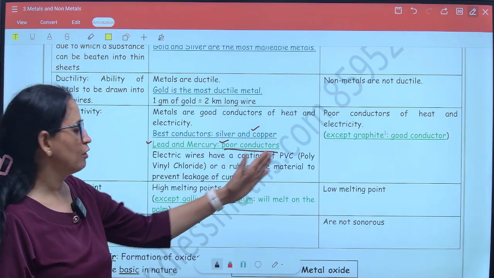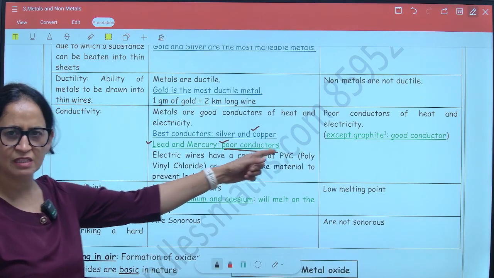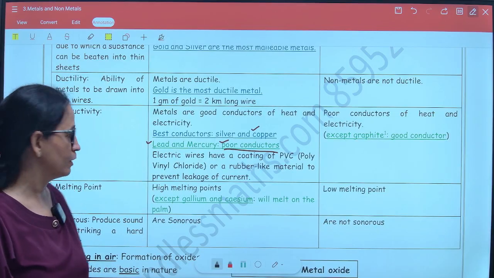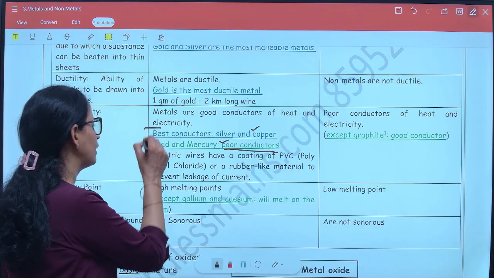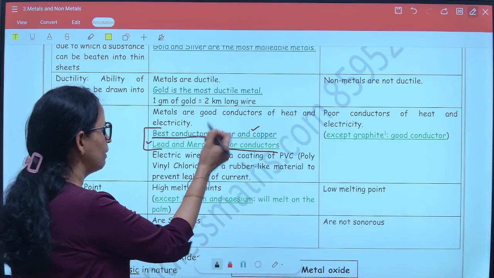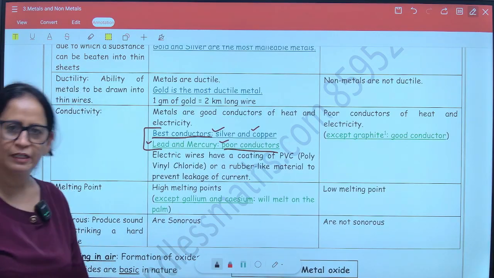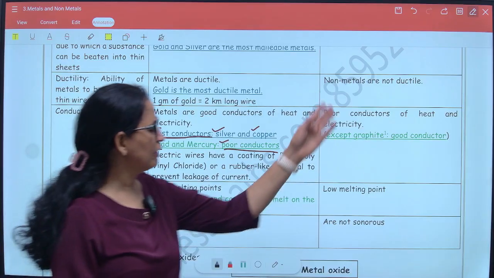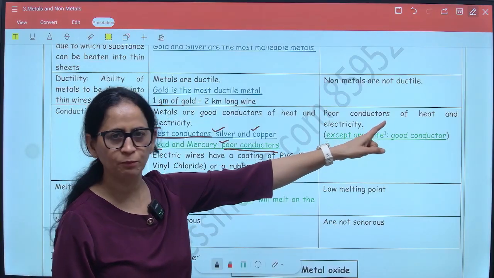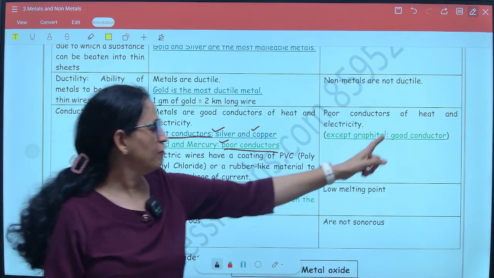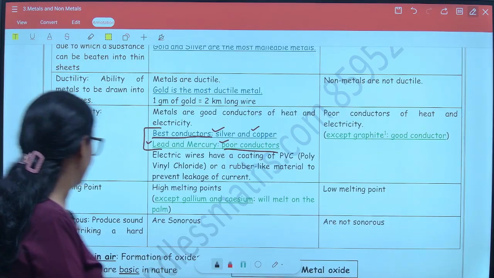Electrical wires have a coating of PVC. The full form of PVC is polyvinyl chloride, a rubber-like material to prevent leakage of current. So both these things are very important. Best conductors amongst metals are silver and copper, and poor conductors are lead and mercury. Now when we come to non-metals, non-metals are generally poor conductors of heat and electricity, except graphite. Graphite is a good conductor of electricity.